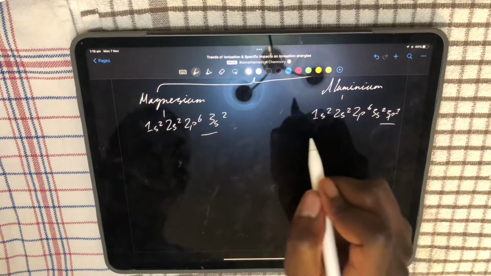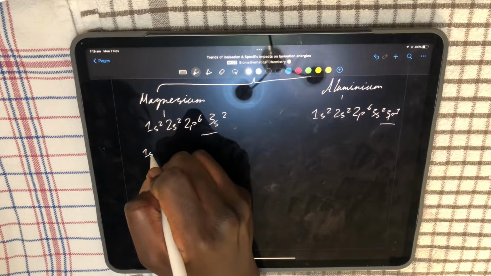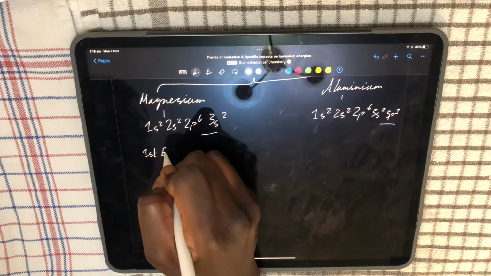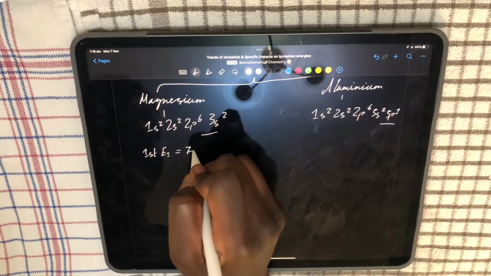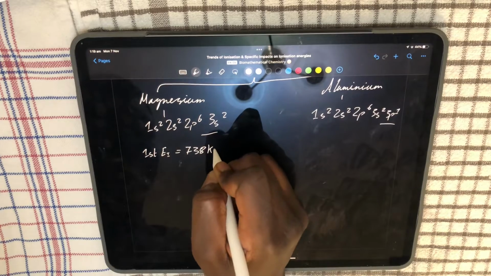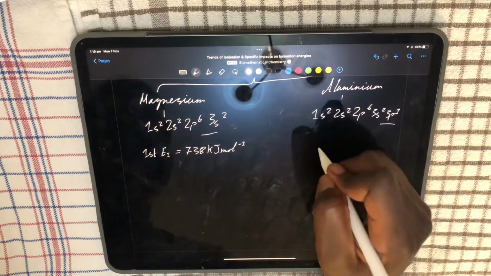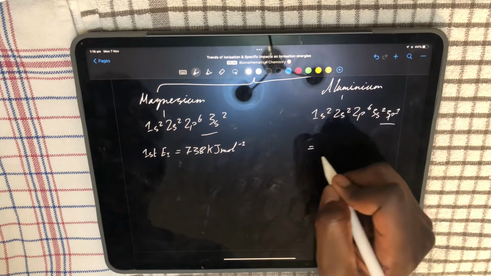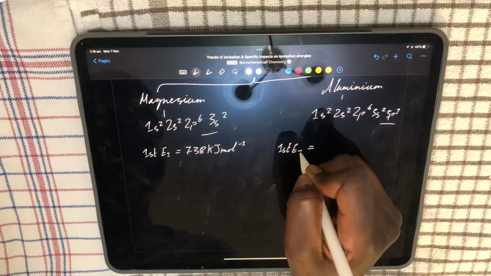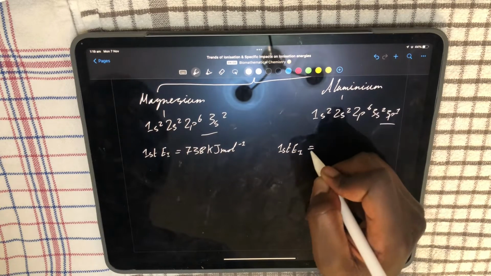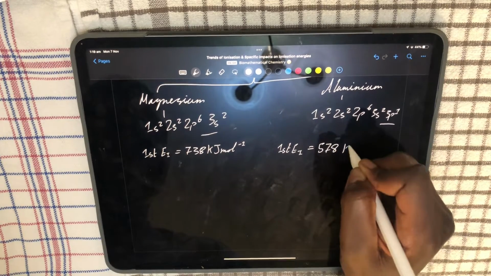The first ionization energy for magnesium is 738 kilojoules per mole. You don't have to know this, but just to show you that there's a significant difference in the first ionization energy. The first ionization energy for aluminium is 578 kilojoules per mole.